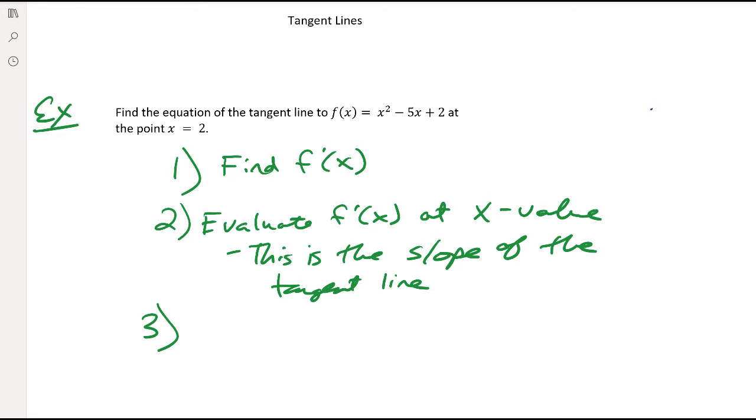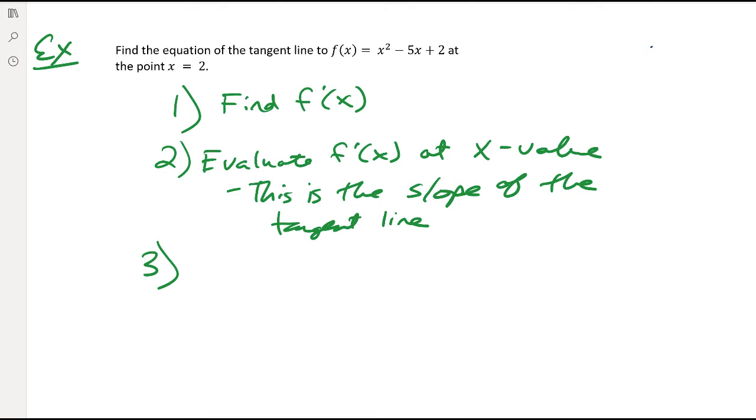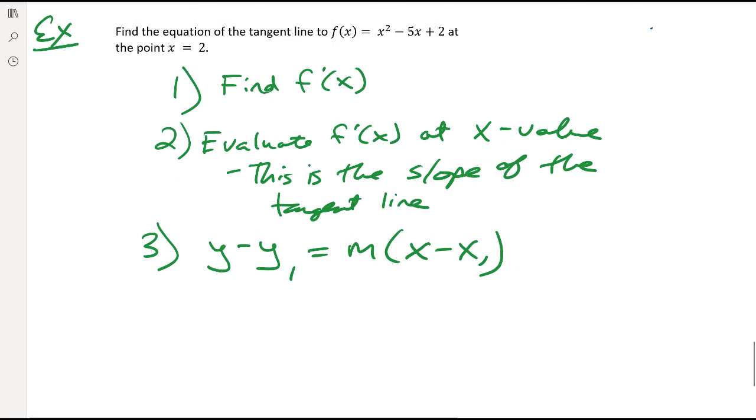The third step is, if you remember way back in your algebra days, if I know a point, an ordered pair, and if I know the slope, then I can use the point-slope formula to come up with the equation of a line, which is y minus y1 equals your slope times x minus x1, where (x1, y1) is your ordered pair. All right, so let's get this thing started here.